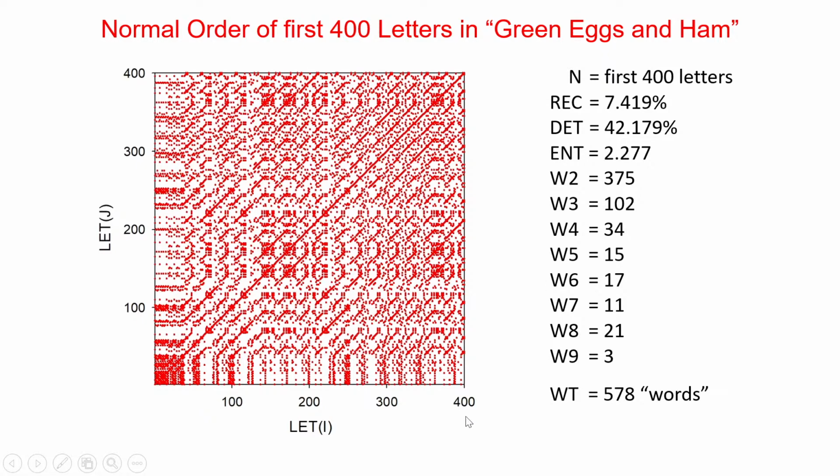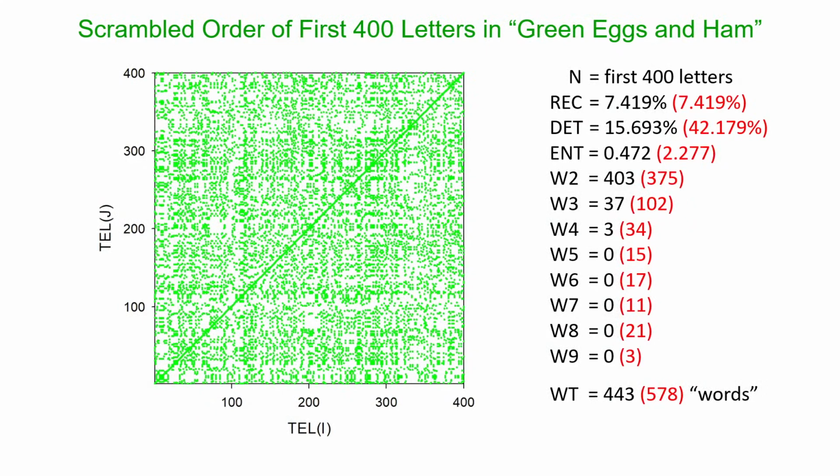Let's scramble it. Here's the scrambled. Recurrence rate stays exact same. Determinism drops. Before it was 42%, now it's down to 15%. Entropy, 2.277, but its complexity drops down to 0.47.